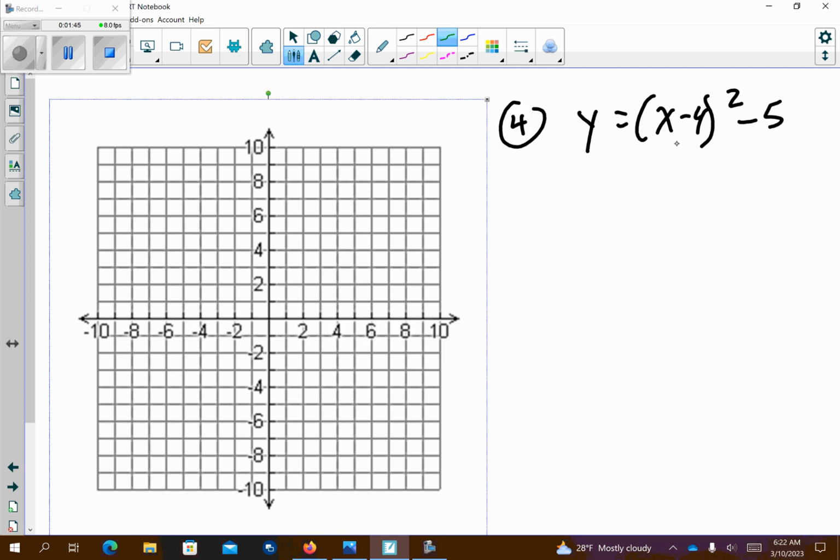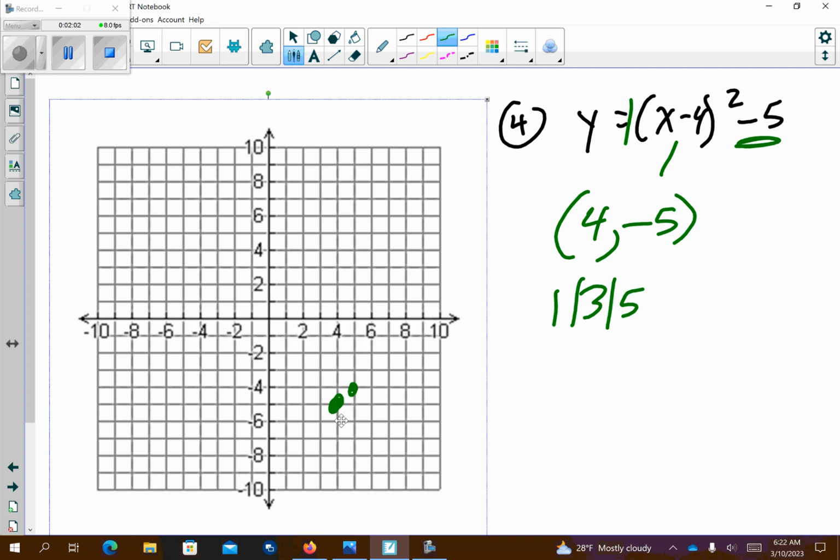Problem number 4, this is going to, because that's a negative 4, shift right 4. Because that's a negative, it's going to go down 5. There's my vertex, so 4, negative 5 is down here. Our pattern graph is still going to be 1, 3, 5 because there's a 1 in front. Right 1, up 1, left 1, up 1, right 1, up 3, left 1, up 3. We have enough information to get a nice parabola.